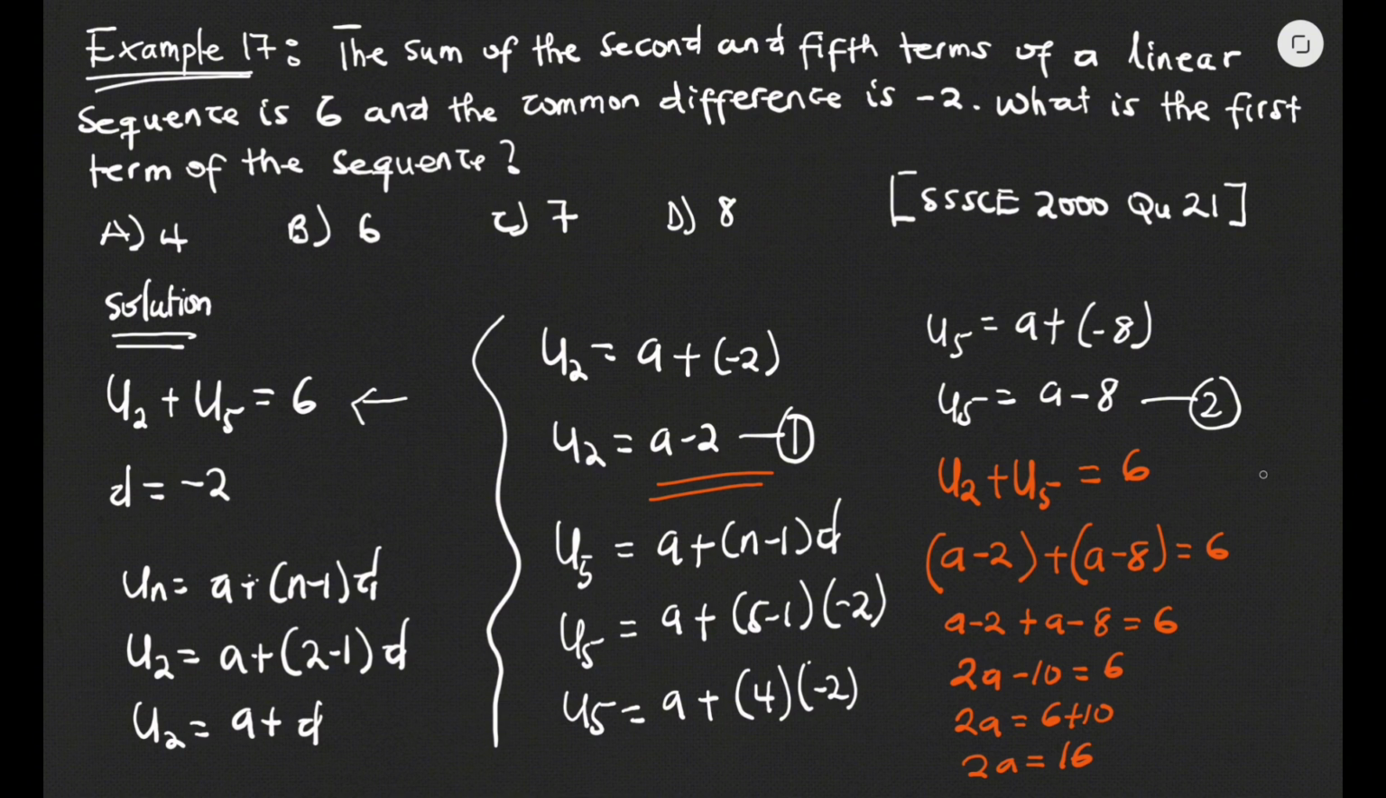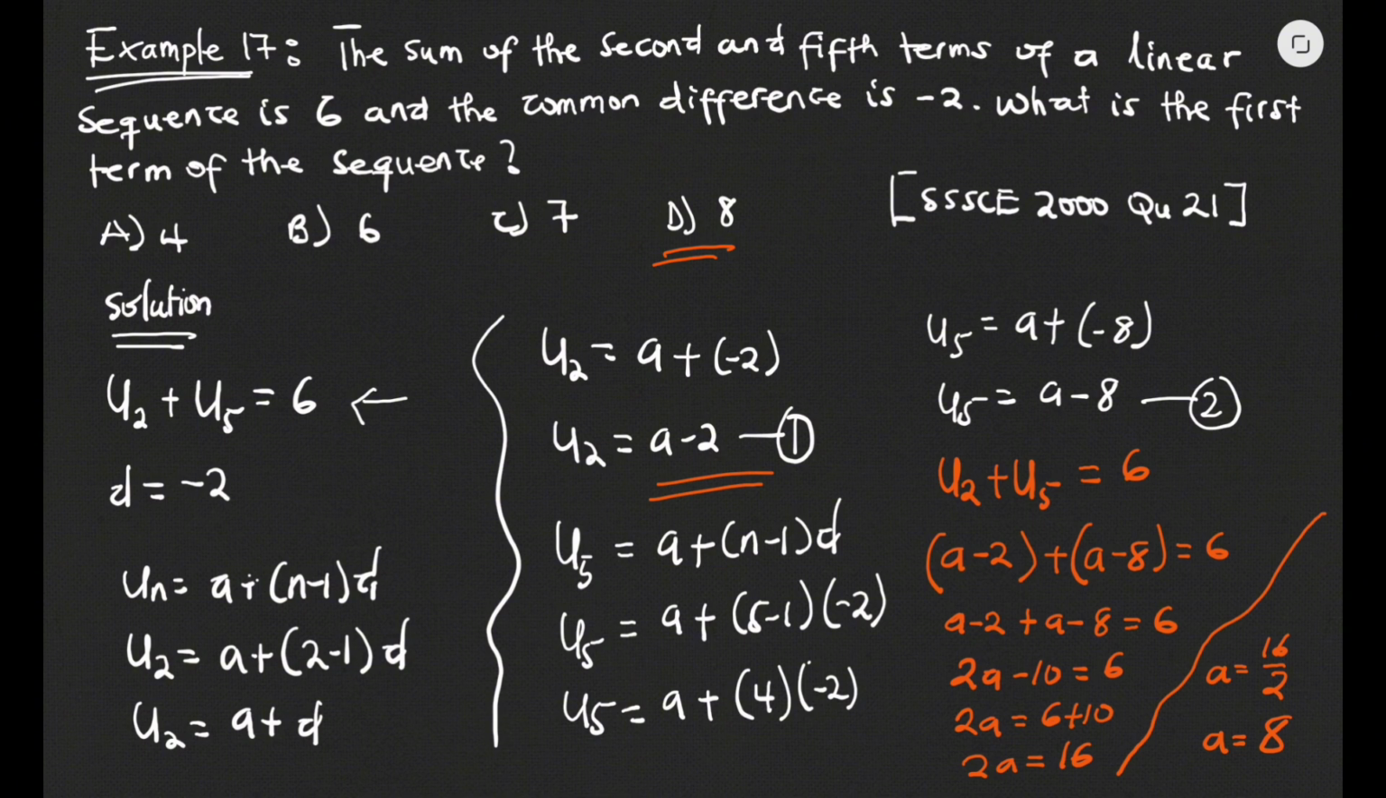And so therefore, 2a is equal to 16. To find the value of a, we divide both sides by 2, and so a will be equal to 16 over 2. That means the value of a is equal to 8. All right, so if you look through our possible answers, option D is the option that gives us the value of 8 as our answer, and so that becomes the answer for this particular question.